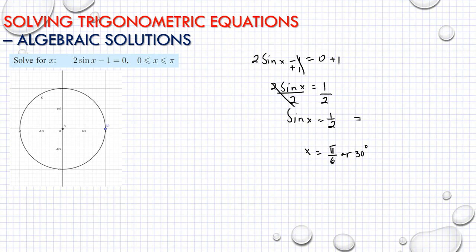If we're not sure, then we can do this: x is equal to the arc sine of 1/2. And you can do that in your calculator. The arc sine of 1/2 is, of course, pi divided by 6 or 30 degrees.